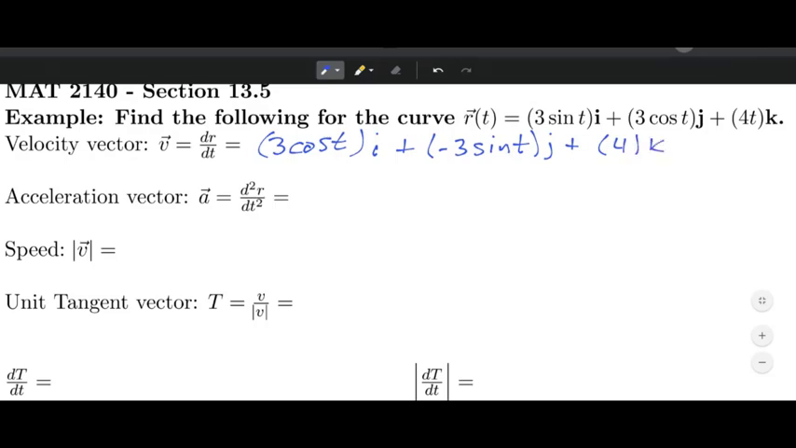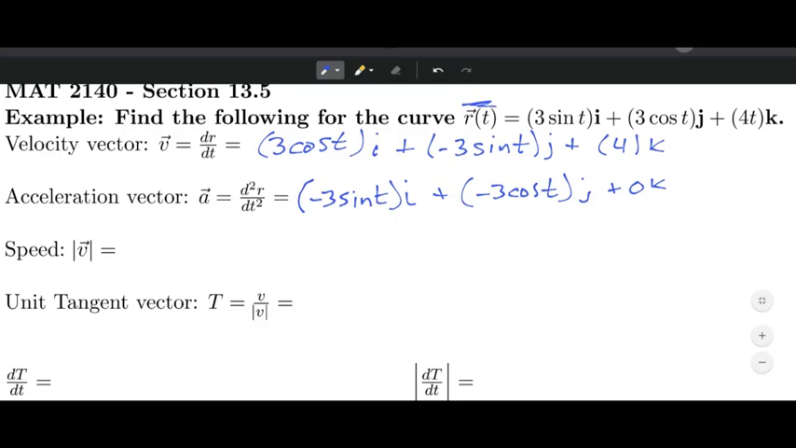Next is our acceleration vector, which is our second derivative of position, or the first derivative of velocity. If we differentiate the velocity vector we just found, we get negative 3 sine t for i, and then negative 3 cosine t j. The derivative of 4k is just 0, so you can write that or just leave it off because that's just a constant.